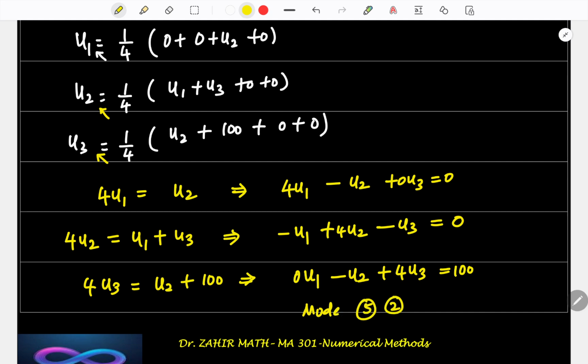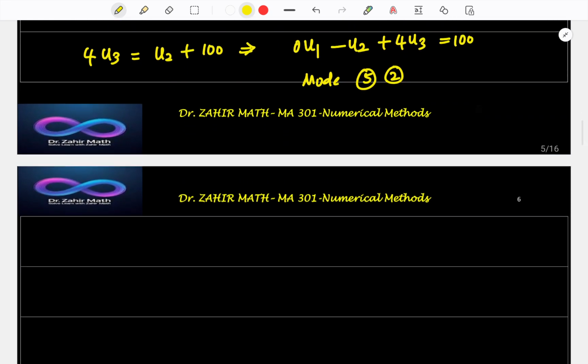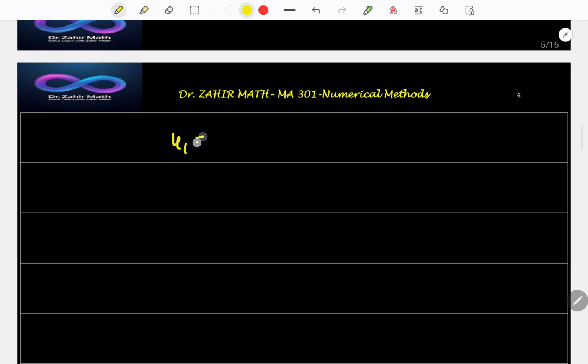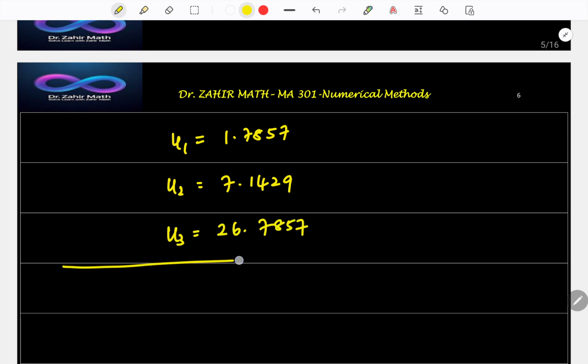Let me solve and come back. Right, I got the values: u1 is equal to 1.7857, u2 equals 7.1429, and u3 equals 26.7857. So this is clear, u1, u2, u3, we got it.